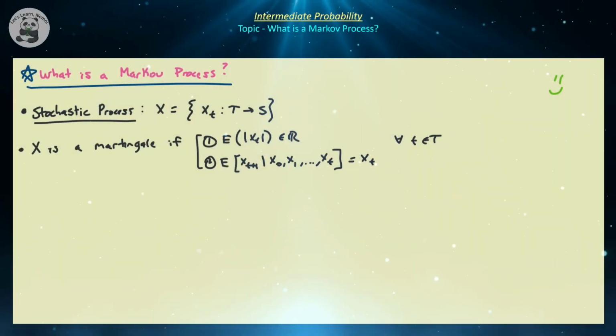Everyone, and welcome back. Today we're going to be continuing our investigation of stochastic processes and discuss what it means for a stochastic process to be a Markovian process. Some people just say a Markov process. But again, what is a stochastic process in case you've never heard of this word before?